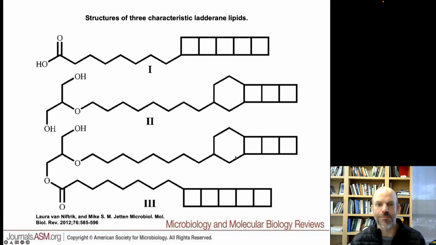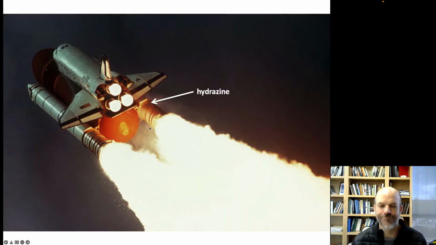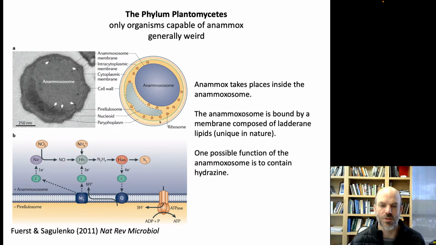Hydrazine is jet fuel. So if you are producing jet fuel inside, or rocket fuel, that is not jet fuel, but rocket fuel. So if you are producing rocket fuel inside your cell as an intermediate, you probably want to contain it inside a compartment. So that is probably one reason why they have these anammoxosomes.